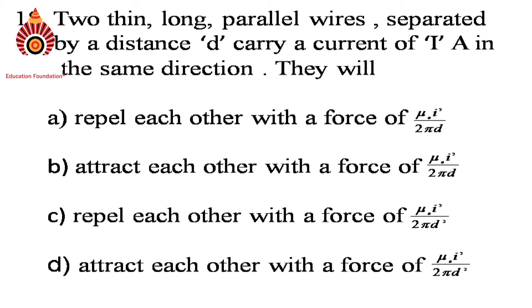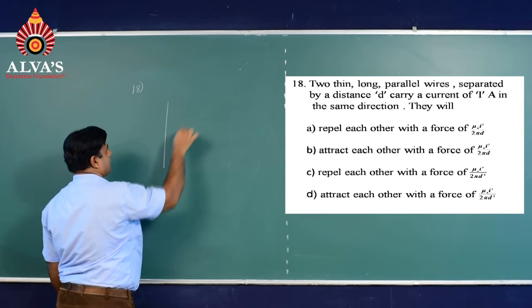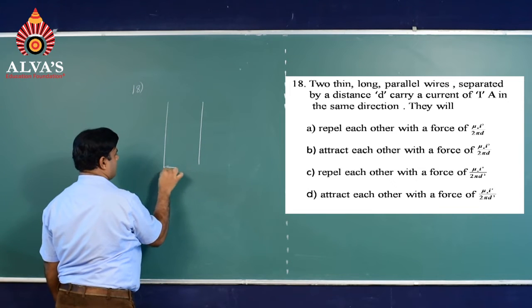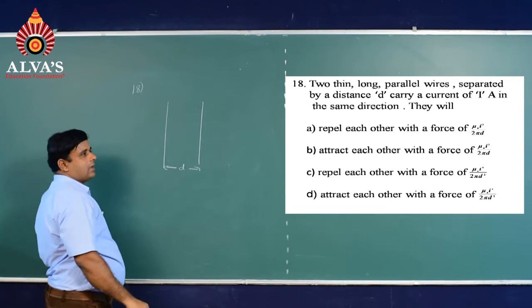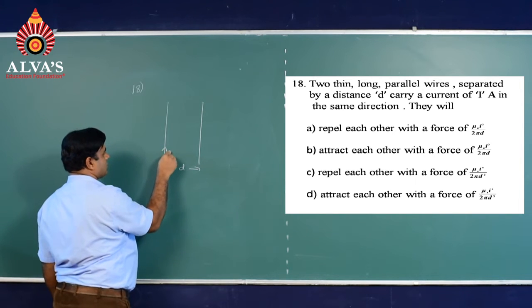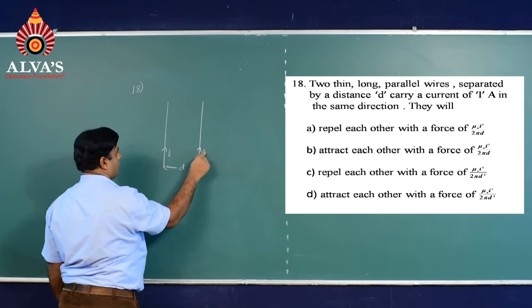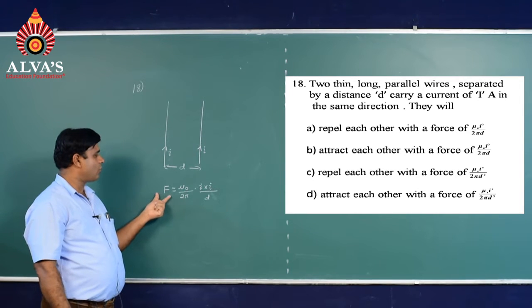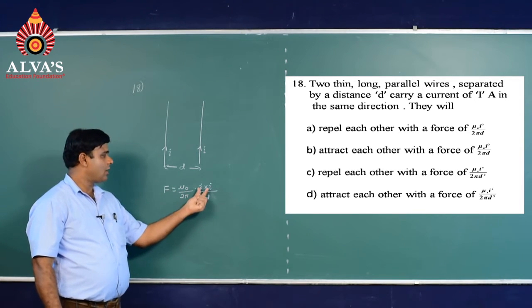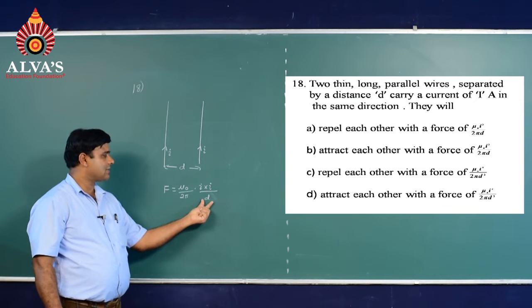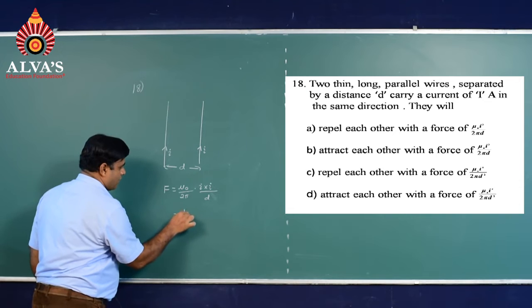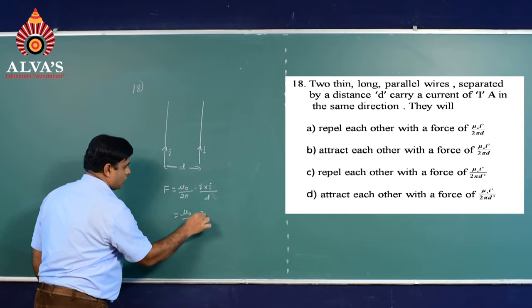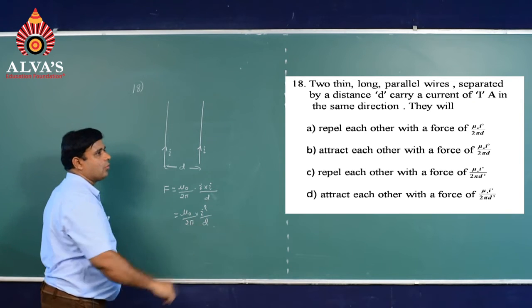2 thin long parallel wires separated by a distance d carry a current of I ampere in the same direction. They will... So, 2 straight conductors are separated by a distance of d, carry current in the same direction, both carry same amount of current. So, force F equal to mu naught by 2 pi into product of the current by distance between them, which is equal to mu naught by 2 pi into I square divided by d.